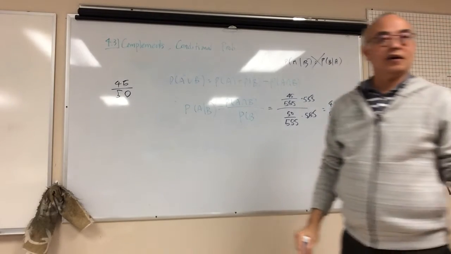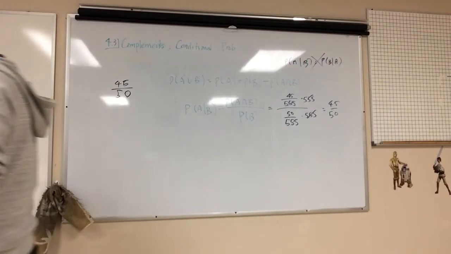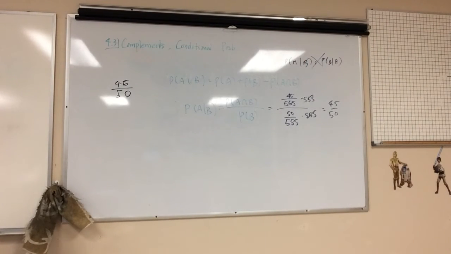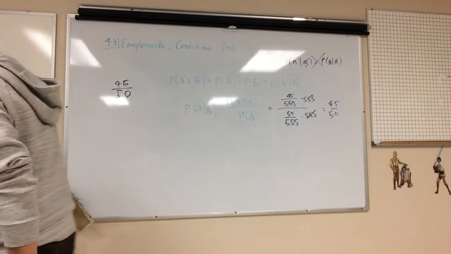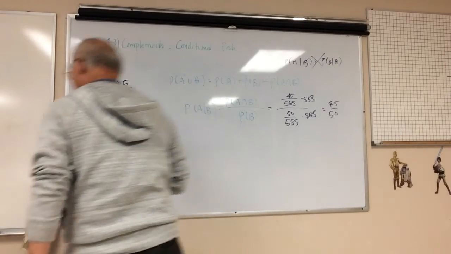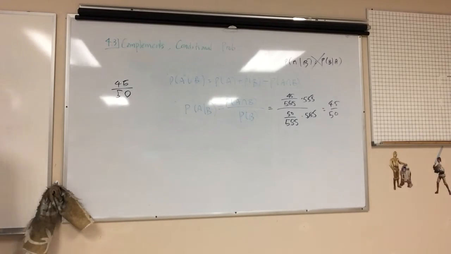Okay? All right? So we'll stop right here today. We'll do Bayes' theorem tomorrow. So today your homework is 5 through 16. 5 through 16.